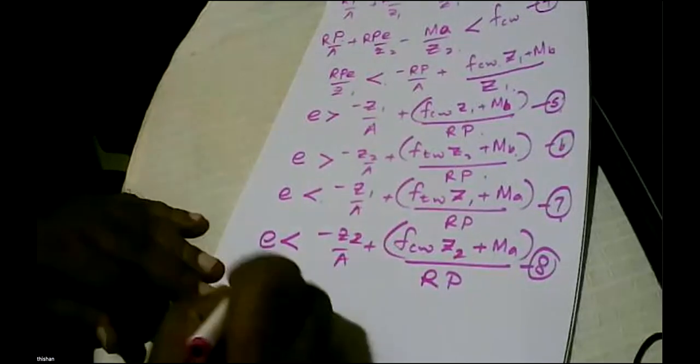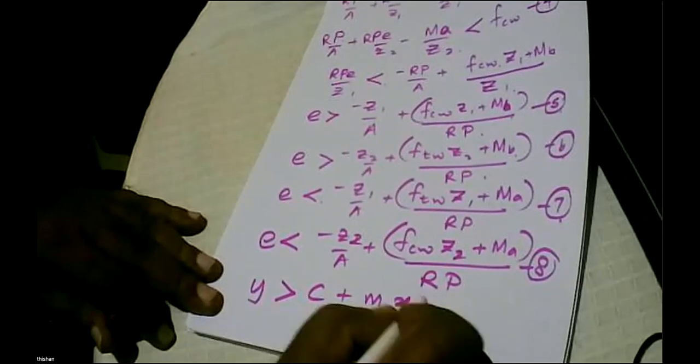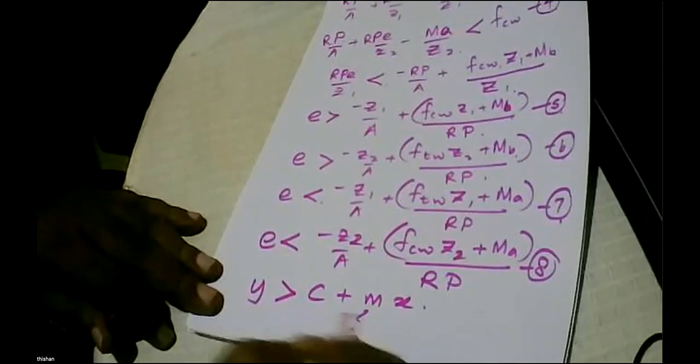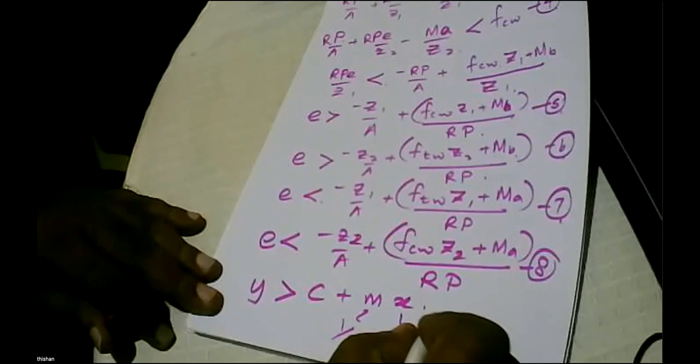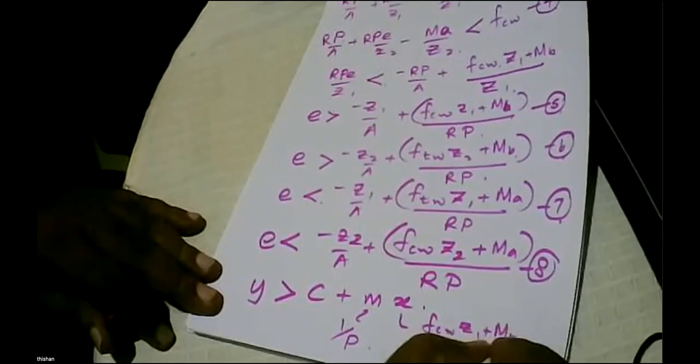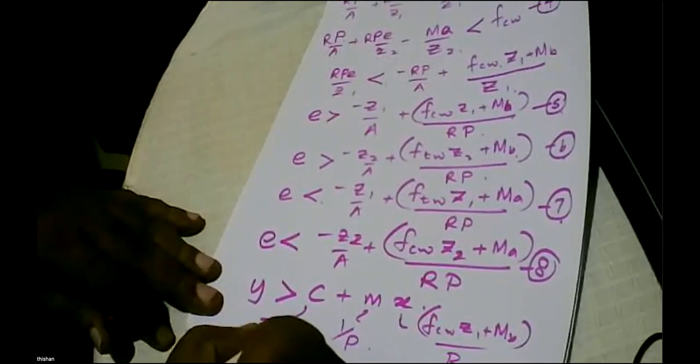Right? Very simple pattern. Same pattern, same inequality. Everything is similar. So that is y greater than c plus m x. What is m? m is 1 over p. What is x? That is fcw is at 1 plus mb over r. What is c? Is it 1 over a or is it 2 over a? So we get an equation like that, which means again we can go for the graphical representation.